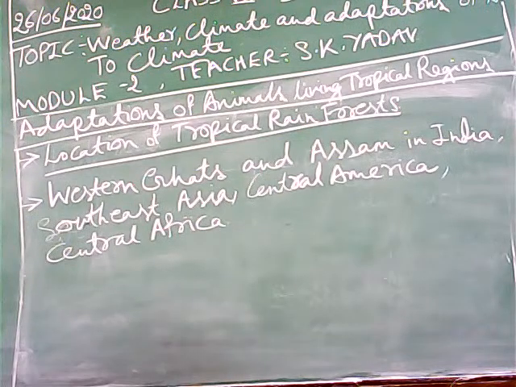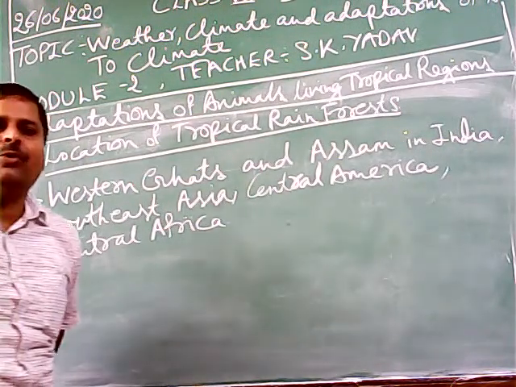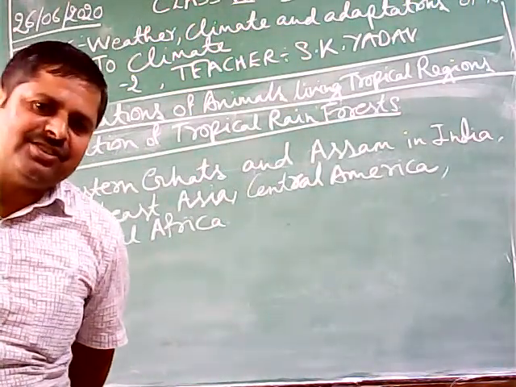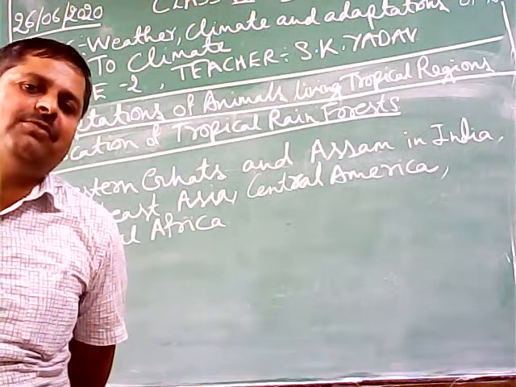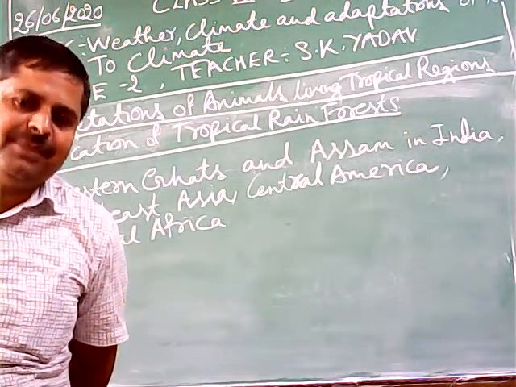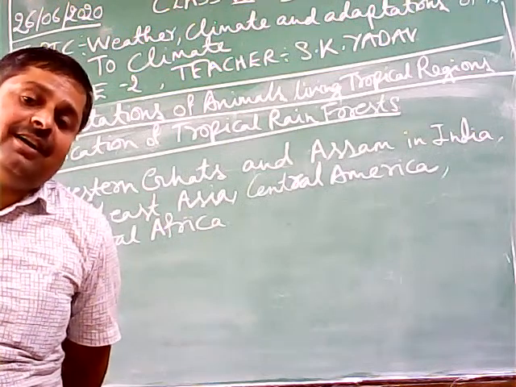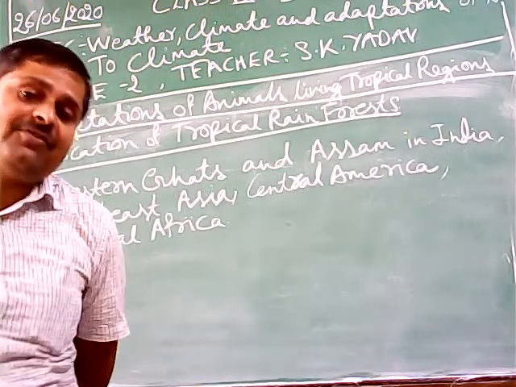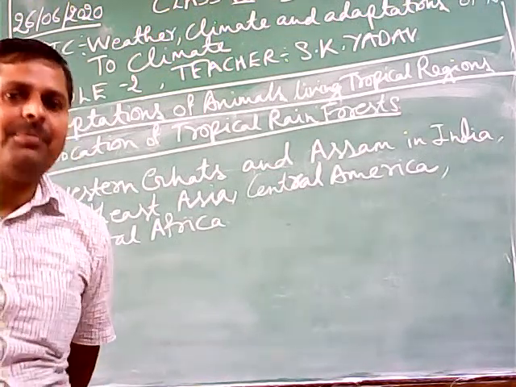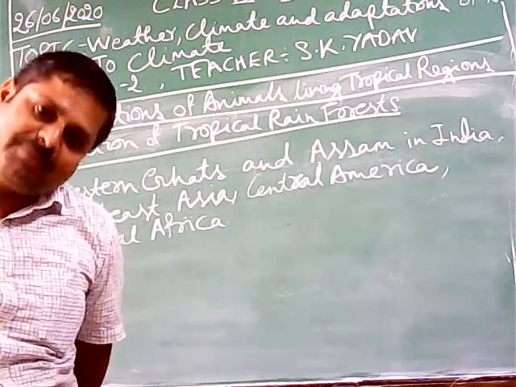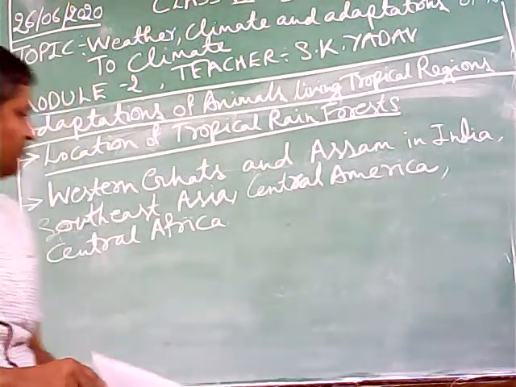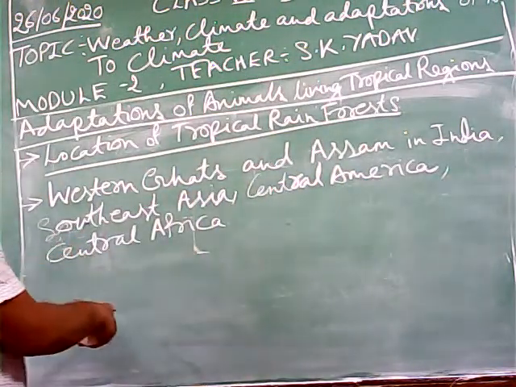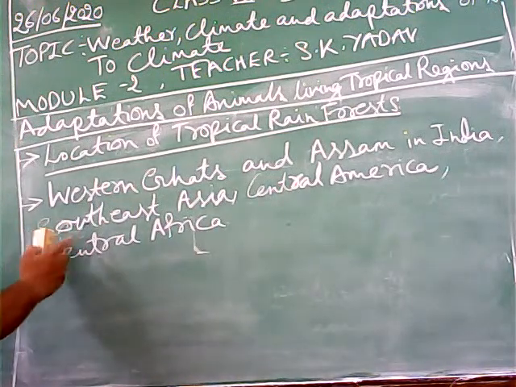Now we will take some animals and their adaptations that are found in the tropical rainforest. One by one, we will write the adaptations of these animals, which they have developed in due course of time in order to survive in the climate of tropical rainforest. What is the climate of tropical rainforest? Hot and humid. Remember this thing. This is very, very important. I repeat, location of tropical rainforest.